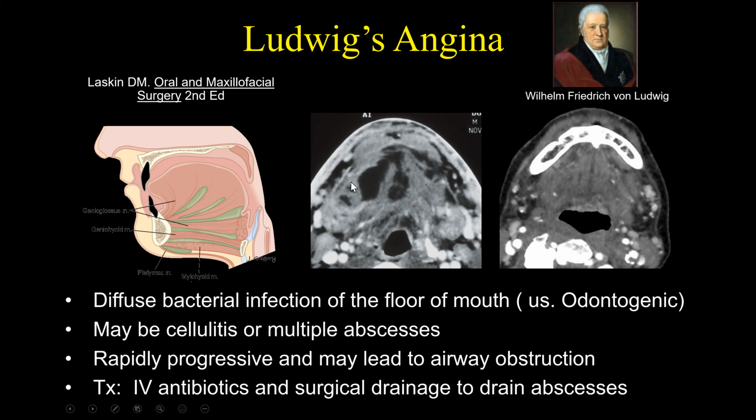So this is an example of Ludwig's angina. In this case, we can see multiple areas of abscesses involving the floor of the mouth. So this is essentially a compartment syndrome involving the floor of the mouth, and this would be drained. This, on the other hand, was also clinically Ludwig's angina. Here we can see diffuse enlargement and cellulitis involving the floor of the mouth. And the end game is the same.